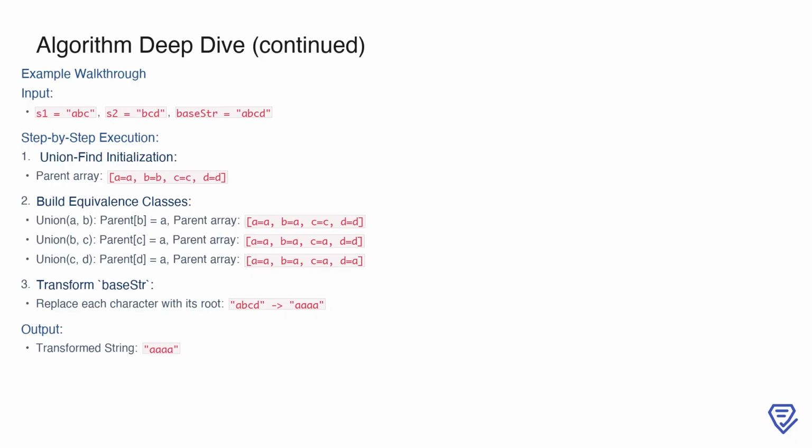Then, we union B and C, making A the parent of C, so the array becomes A equals A, B equals A, C equals A, D equals D. Finally, we union C and D, and A becomes the parent of D, giving us A equals A, B equals A, C equals A, D equals A. Now, to transform base str, we replace each character with its root. Since all characters map to A, the transformed string becomes AAAA. The final output is AAAA.